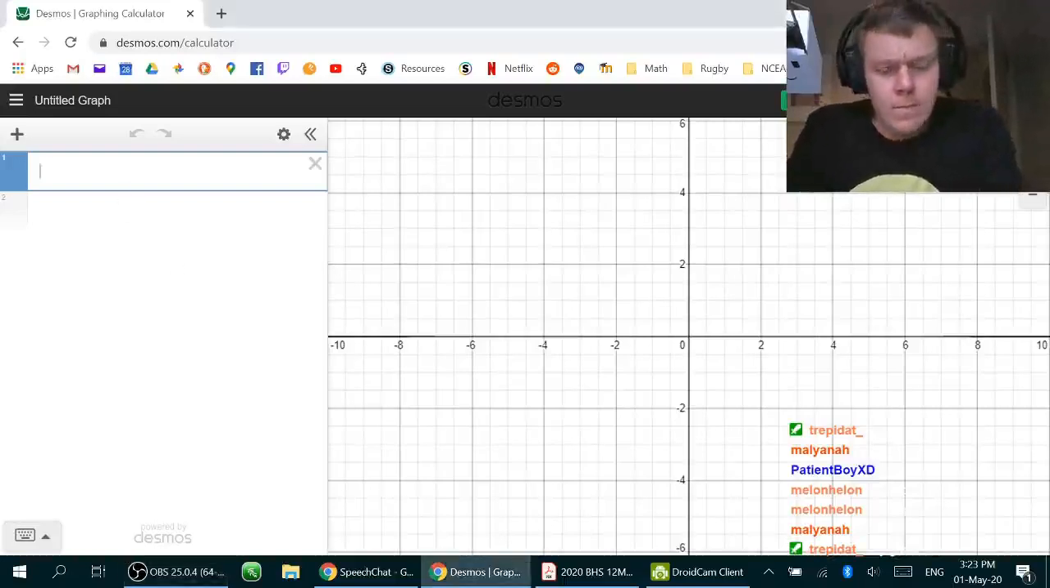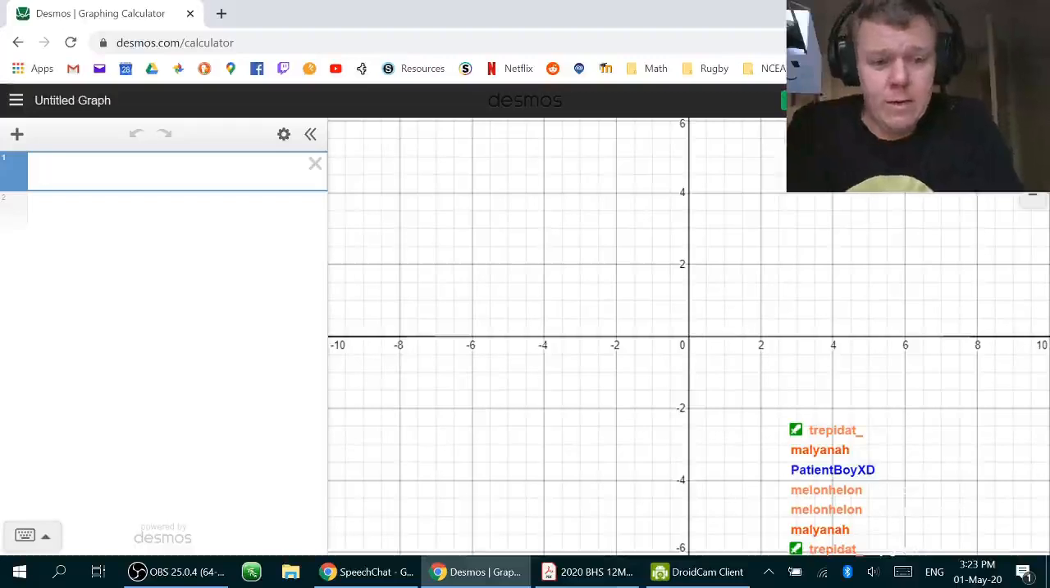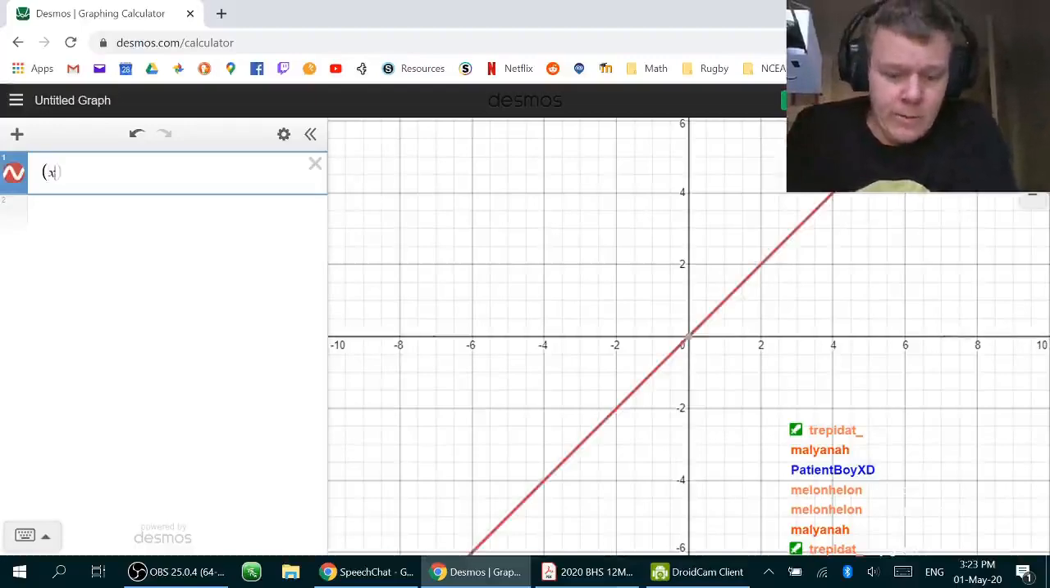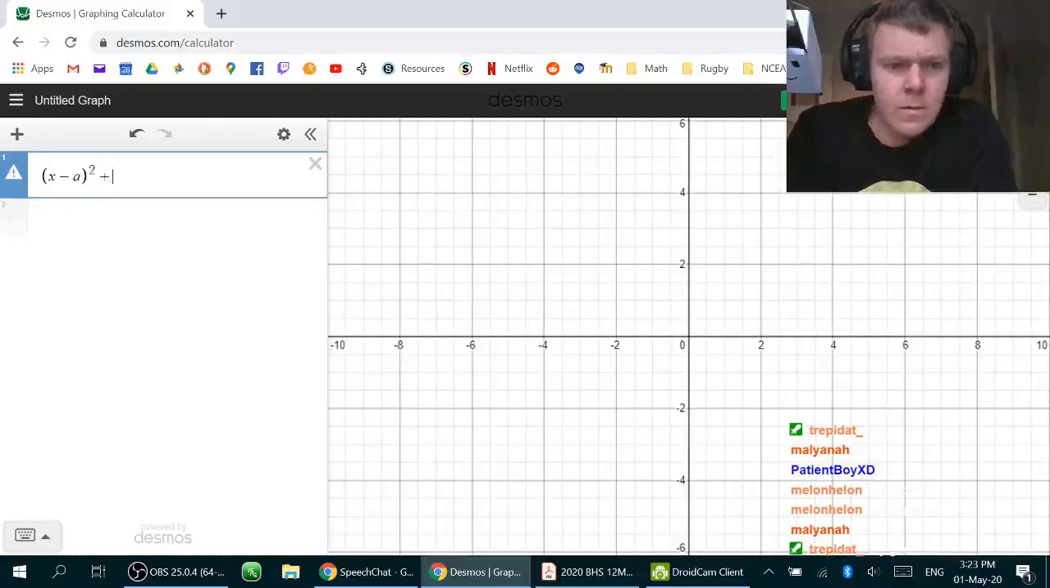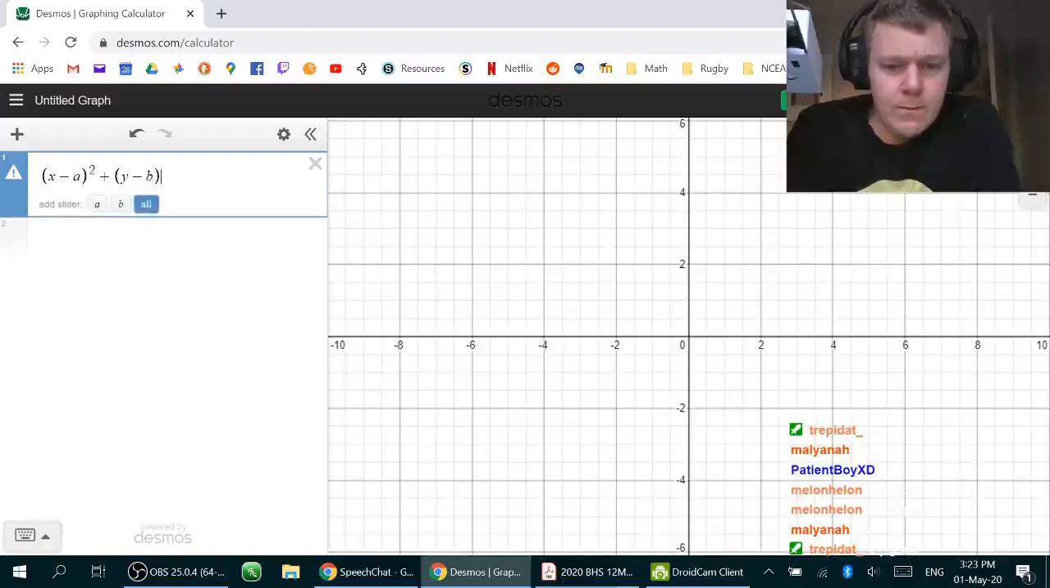Alright, so a good place to start with Desmos is to just type in the formulas that you've learned, and put a variable where there would usually be, so that would be x minus a in the circle formula. Then we go y minus b squared.